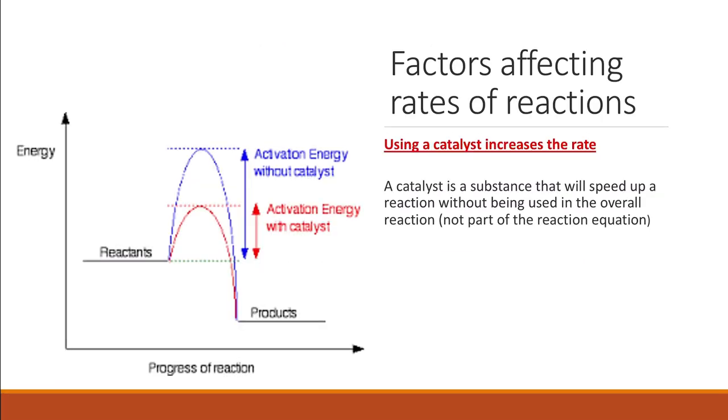Finally, the use of a catalyst. The use of the catalyst will increase the rate of the reaction. It does so by lowering the activation energy for the reaction. It does this by providing an alternative pathway for the reaction with a lower activation energy. Remember that a catalyst is a substance that speeds up the reaction or increases the rate of the reaction without being used up in that reaction.